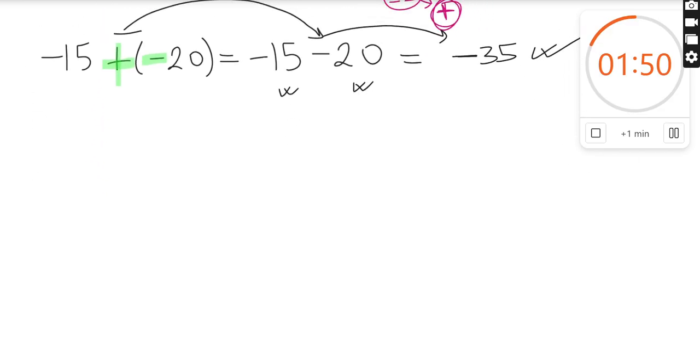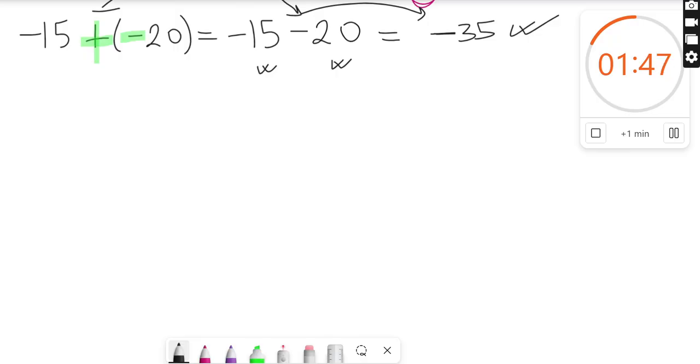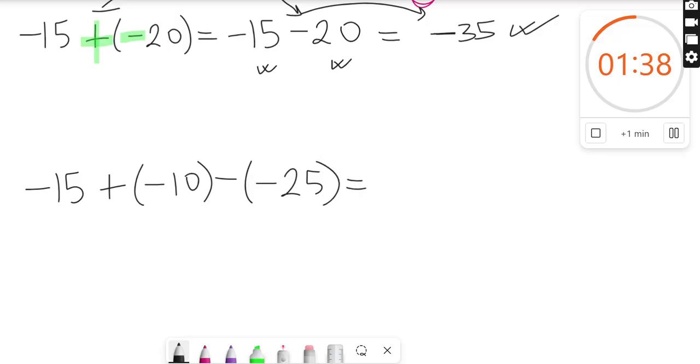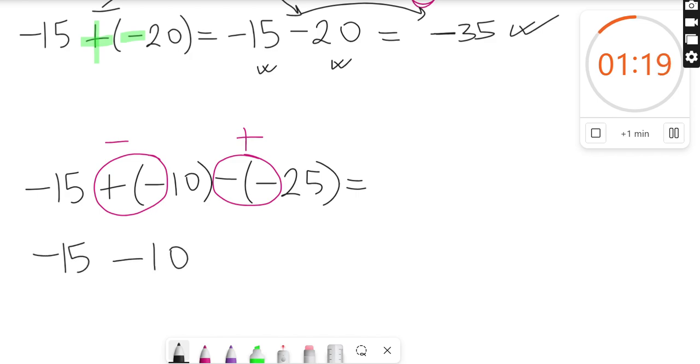Okay, let's play more with, for example, negative 15 plus, then in brackets, minus 10, minus, then in brackets, minus 25. Okay, step 1, remove the double signs. So what do we have here? Plus and minus turns into minus. Minus and minus turns into plus. So we copy them now. Negative 15 minus 10 plus 25.